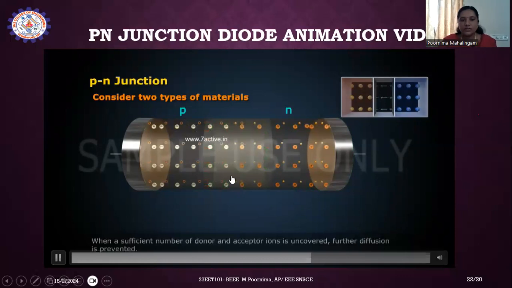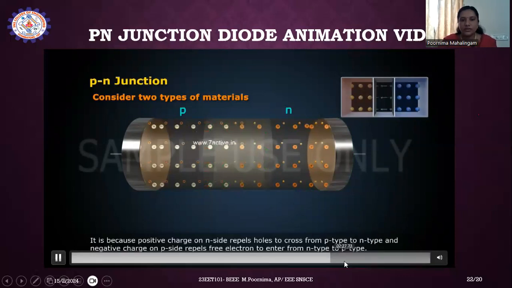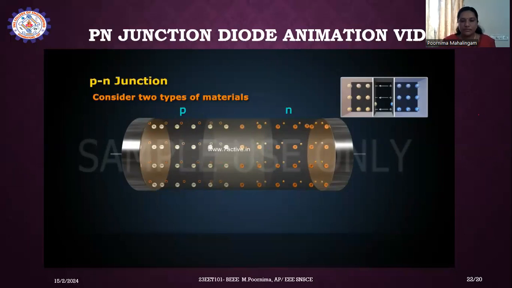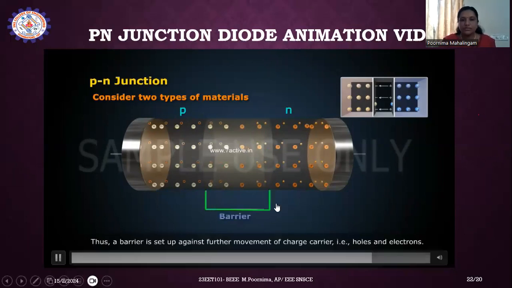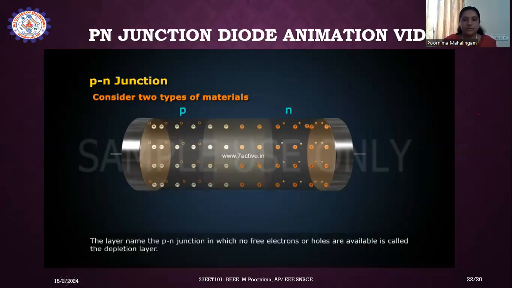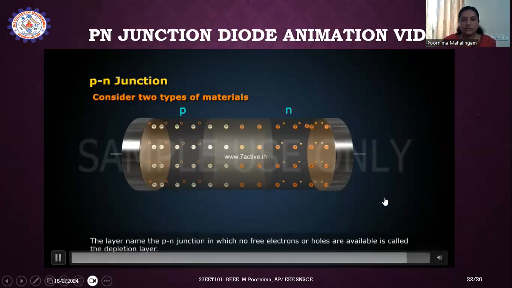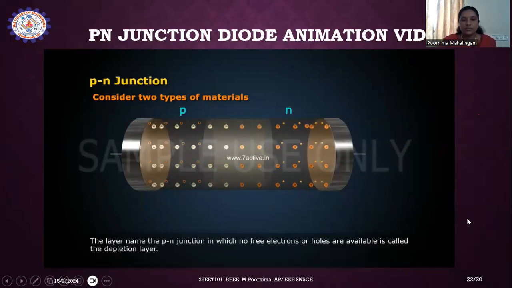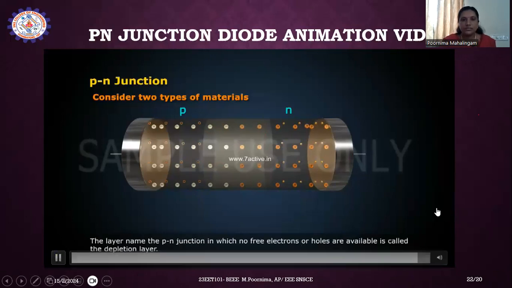So what happens here is the formation of the PN junction. Thus a barrier is set up against the movement of charge carriers, that is, holes and electrons. This is called the potential barrier, or junction barrier. The region in which no free electrons or holes are available is called the depletion layer.